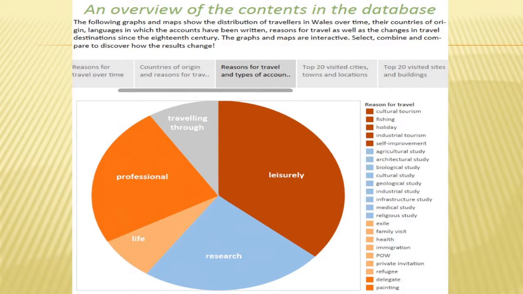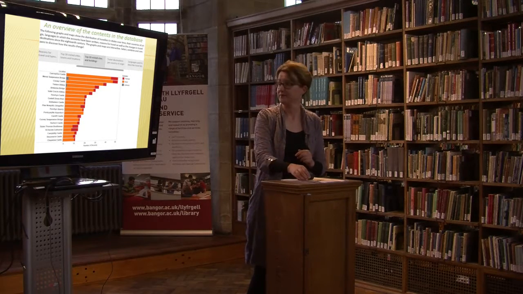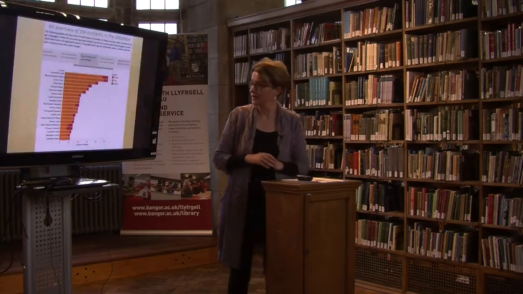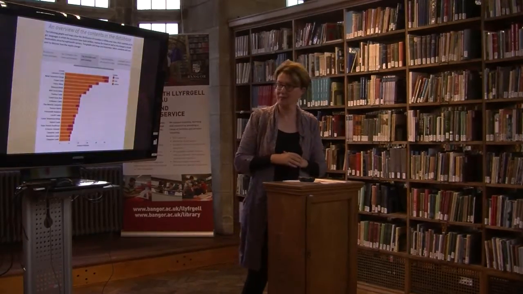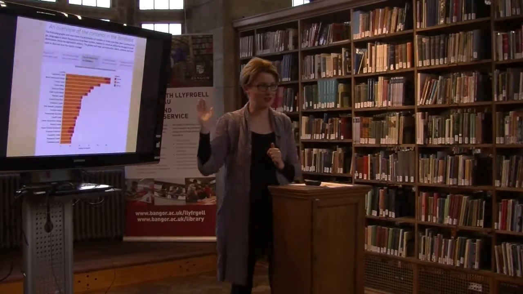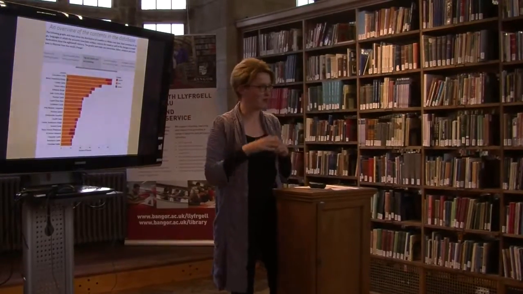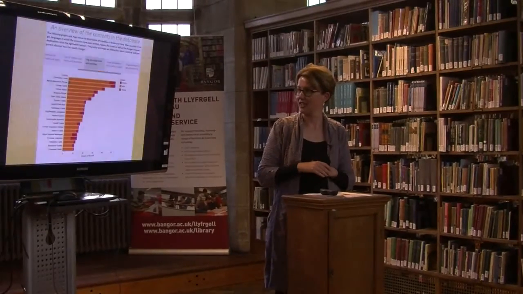I'll just give another overview, in pie chart form, of the reasons for travel. And now we get to the interesting bit. Where did they go when they came? What was of interest? Well, level pegging at the top, we've got Carnarvon Castle and the Menai Suspension Bridge. The bridge was in the lead, but Carnarvon Castle caught up a few weeks ago when we found some more accounts. So it's still neck and neck, but you never know, it could change.